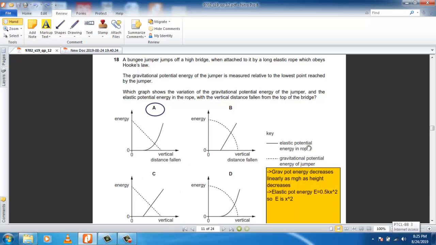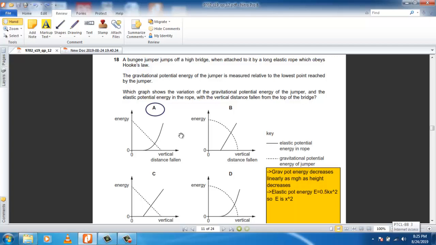Now let's come to the elastic potential energy. The formula is half into force into extension, and force equals kx. So this becomes half k x square, where x is the extension. So E is directly proportional to x square. How is the graph of x square? It's not a straight line, it's x square, and it's increasing. Okay, so the answer is A.